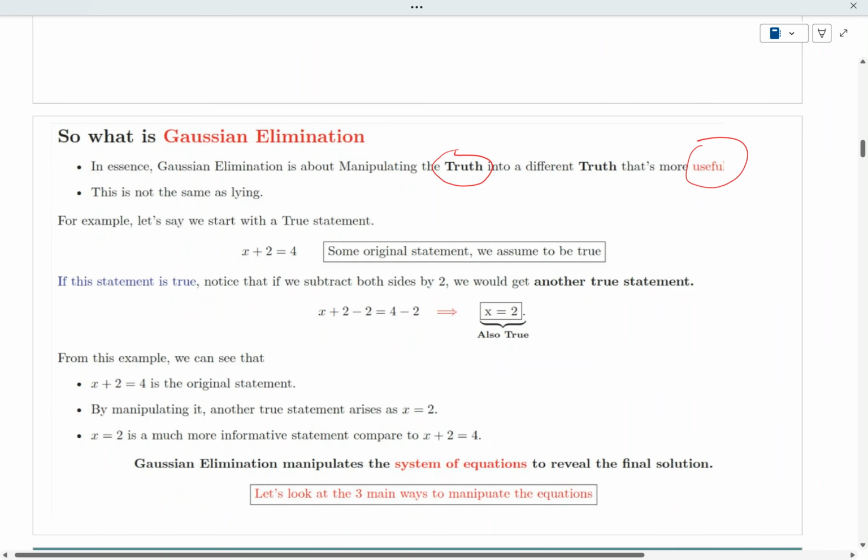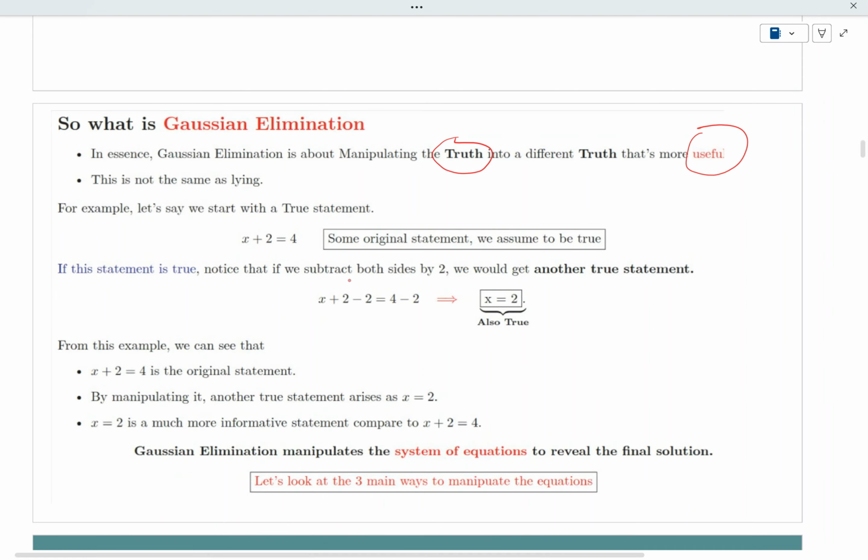For example, let's say we start with this true statement, right? This is something you were told that has to be true. Well, if this is a true statement, notice that if we subtract 2 from both sides, so we minus 2 here and minus 2 on both sides, this gives us a new statement, and it essentially says that x is equal to 2.